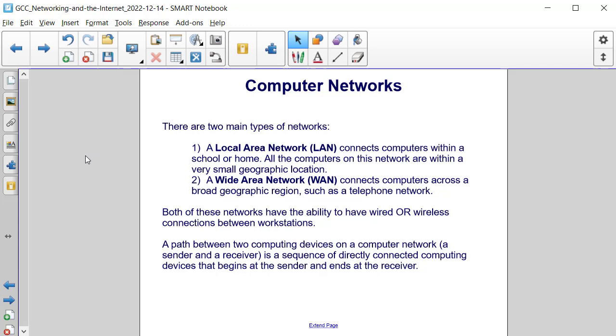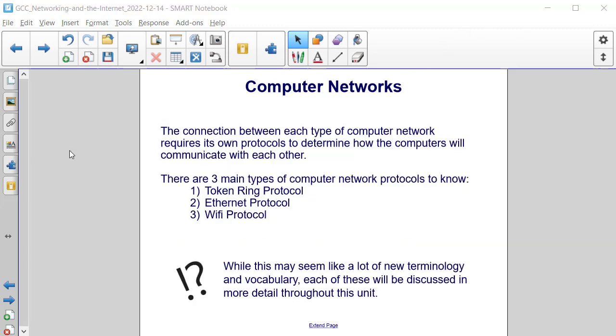A wide area network connects computers across a broad geographic region, such as a telephone network. Both of these networks can have wired connections, such as Ethernet cable connected devices, or wireless connections between workstations. A path between two computing devices on a computer network, also called a sender and a receiver, is a sequence of directly connected computing devices that begins at the sender and ends at the receiver.